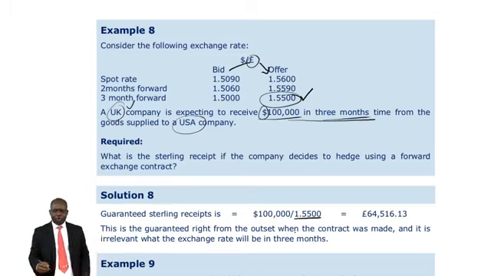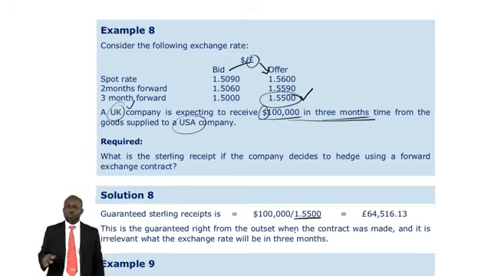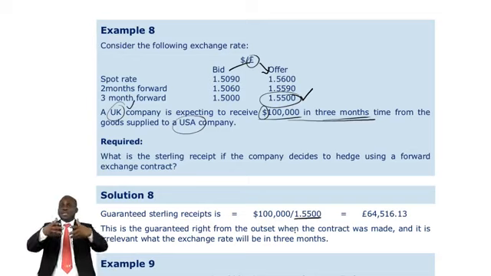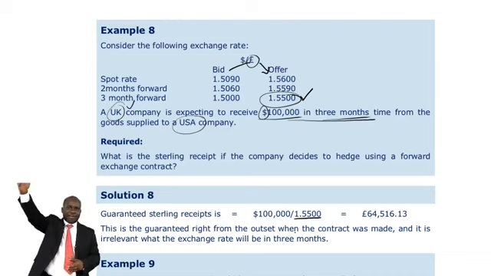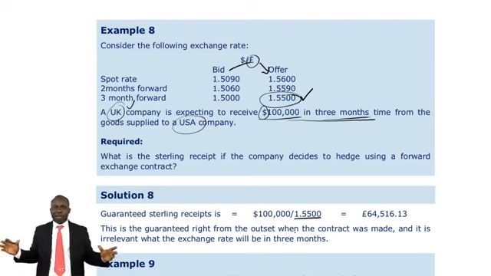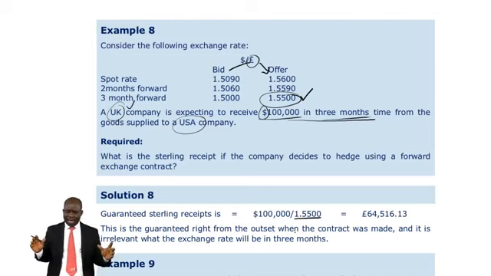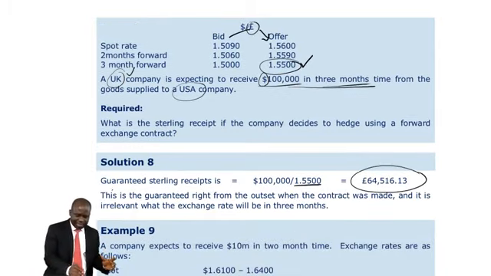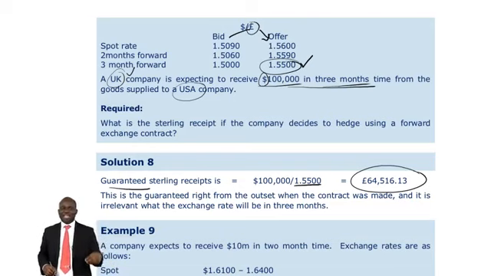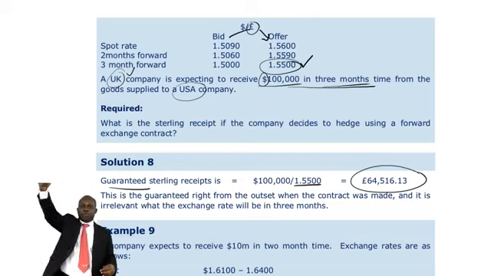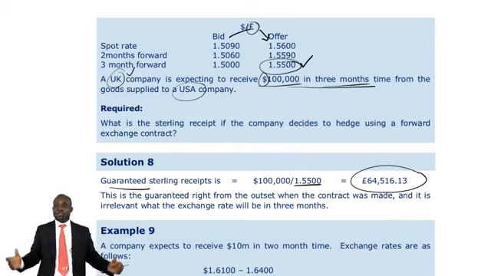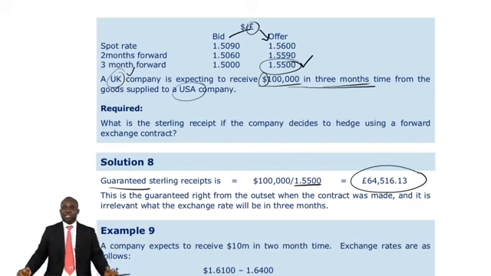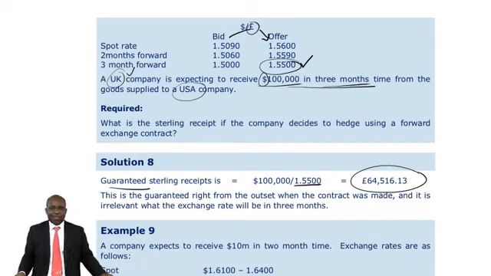And therefore, whatever the exchange rate will be, because we have already agreed this 1.550, whatever the exchange rate will be in 3 months' time, we are not bothered about that. And as such, we have a guaranteed receipt. That's why they said guaranteed, because you have fixed the exchange rate now for the purpose of exchanging the currency in 3 months' time. Whatever the exchange rate will be in 3 months' time, let it be.